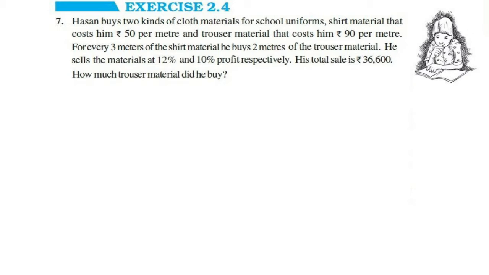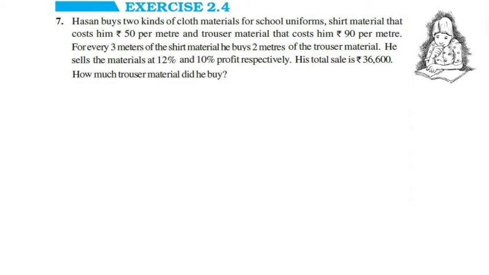Go to problem number 7. The problem is: Hassan buys two kinds of cloth materials for school uniforms. Shirt material that costs him 50 rupees per meter and trouser material that costs him 90 rupees per meter. For every 3 meters of shirt material, he buys 2 meters of the trouser material. He sells the materials at 12% and 10% profit respectively. His total sale is 36,600. How much trouser material did he buy?